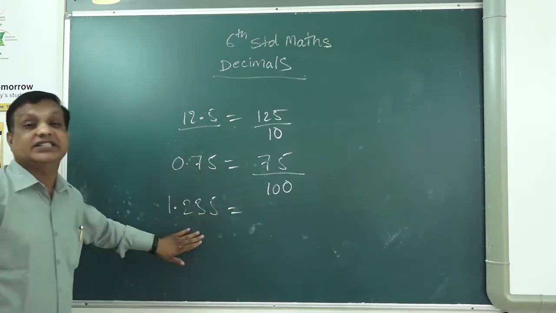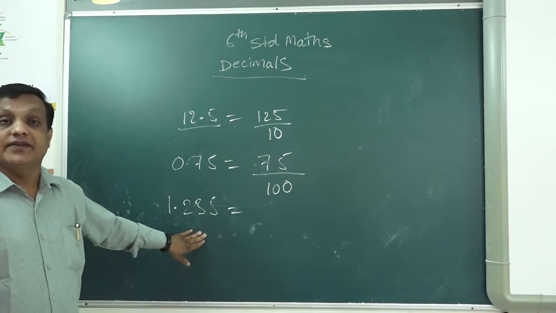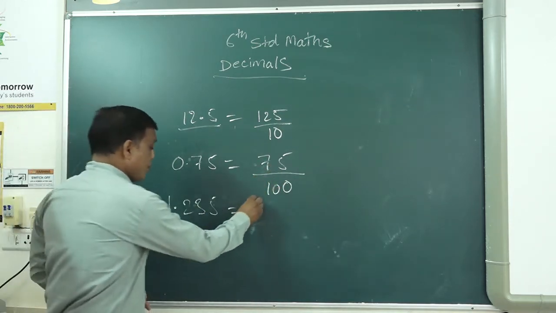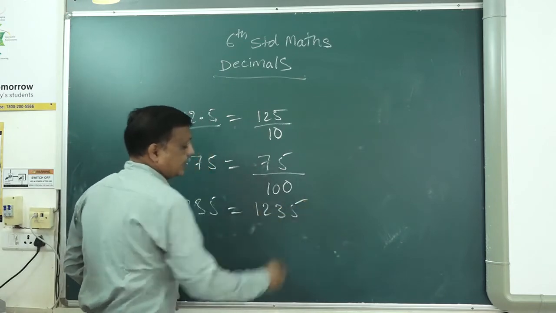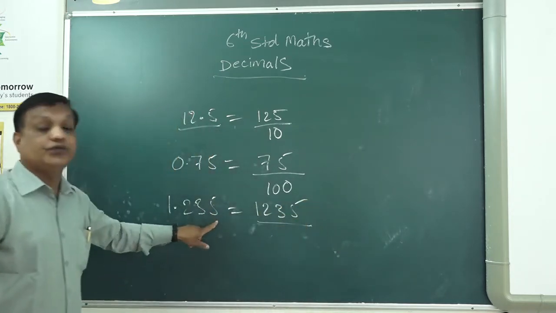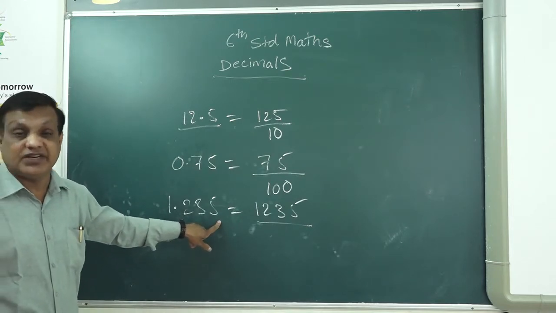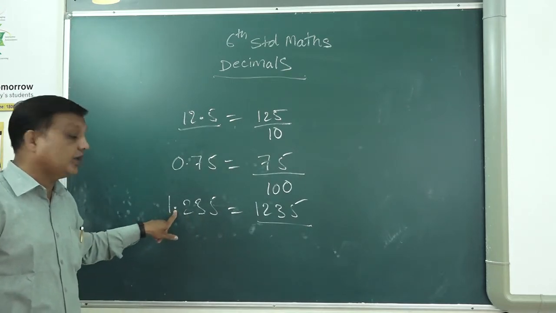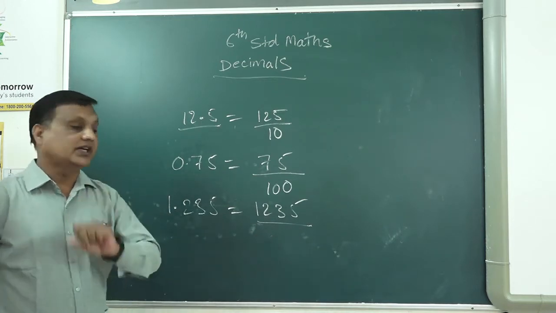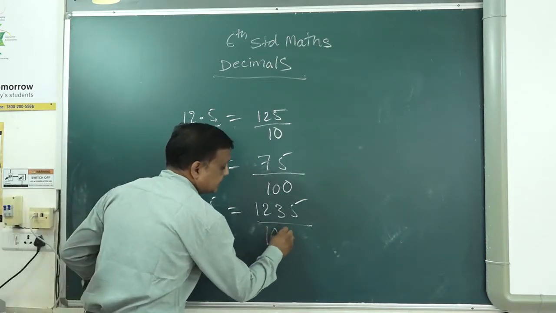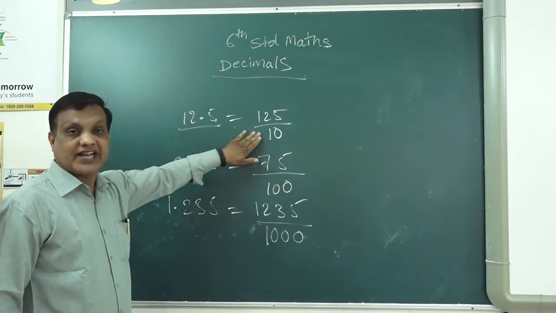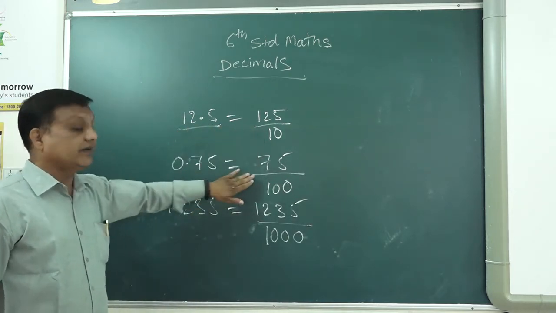And here is one more number we are taking, 1.235. I want to write this decimal as a fraction. So you write the whole number together, 1235, as a fraction. Now how many digits are there after the decimal point? 1, 2, 3 digits after the decimal. So what should come here? 3 digits means 1000. So these decimals we have converted into fractions.